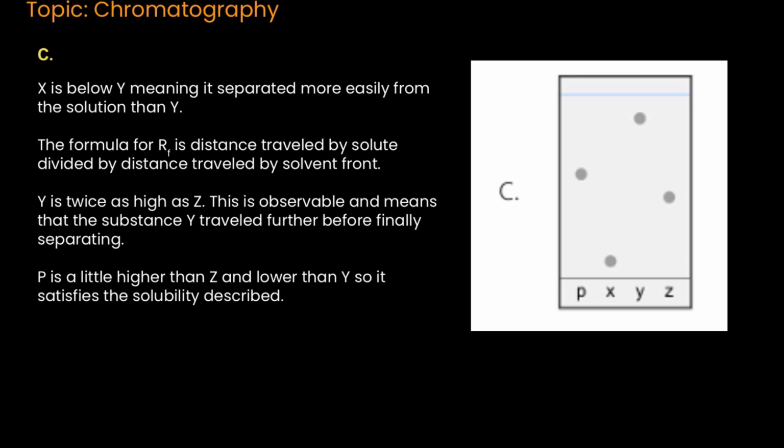So it says that X is absorbed better than Y. So X is below Y, meaning it's separated more easily from the solution than Y. The formula for RF is distance traveled by a solute divided by distance traveled by a solvent front. Y is twice as high as Z, so it's going to have twice the RF value. So this is observable and means that substance Y traveled further before finally separating.